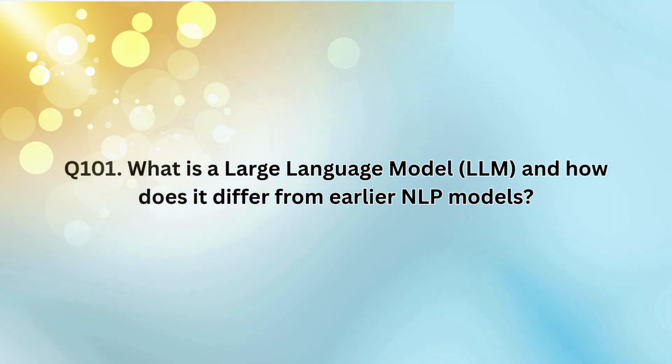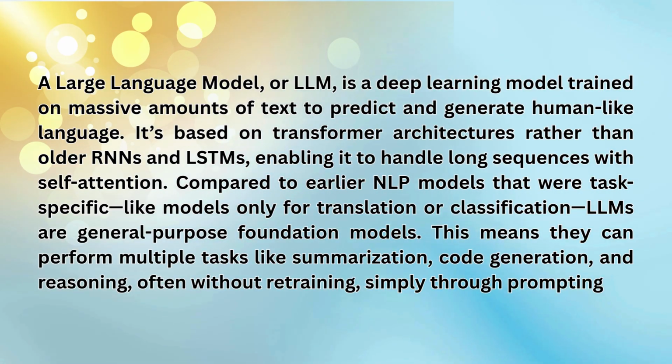What is a large language model, LLM, and how does it differ from earlier NLP models? A large language model, or LLM, is a deep learning model trained on massive amounts of text to predict and generate human-like language. It's based on transformer architectures rather than older RNNs and LSTMs, enabling it to handle long sequences with self-attention. Compared to earlier NLP models that were task-specific, like models only for translation or classification, LLMs are general-purpose foundation models. This means they can perform multiple tasks like summarization, code generation, and reasoning, often without retraining, simply through prompting.